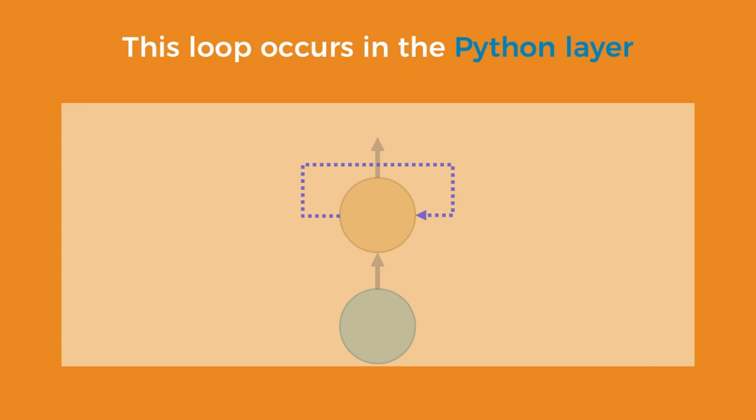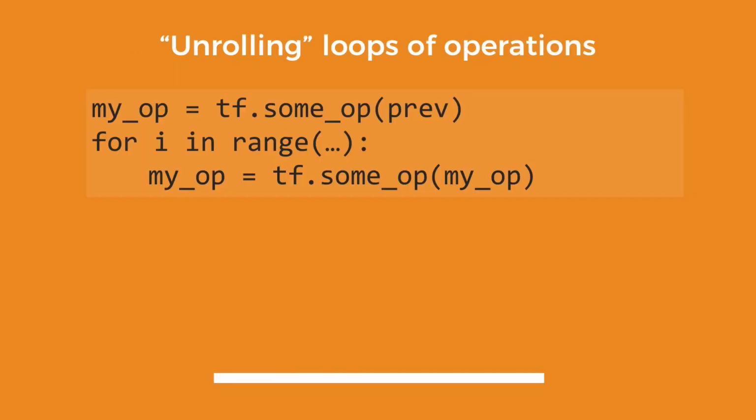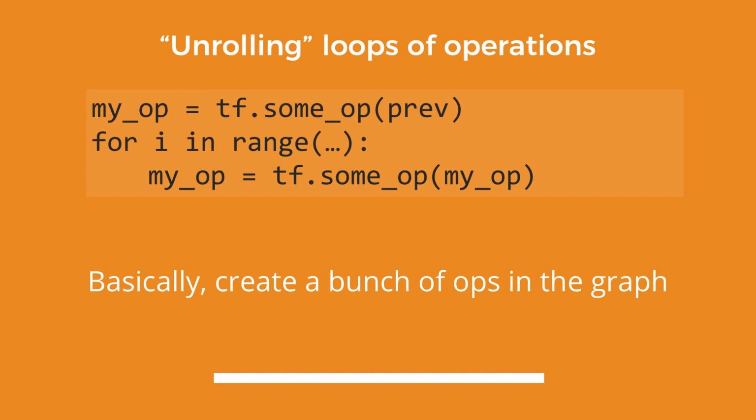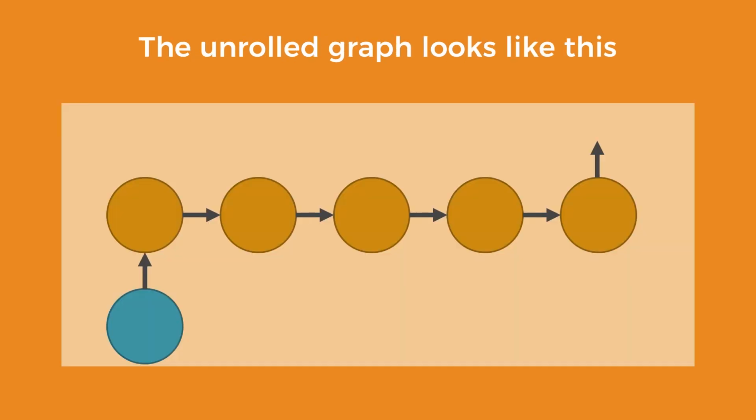The problem is that this loop happens in the Python layer, which means that we're constantly going out of the C++ layer, feeding data back to Python, and then feeding that data back down through the SWIG pipeline into C++, which is inefficient. Or we might see unrolling loops of operations. That is basically recreating the same type of op over and over again in order to have this repeating effect, and basically create a bunch of ops in the graph. So the physical graph for that would look like this.